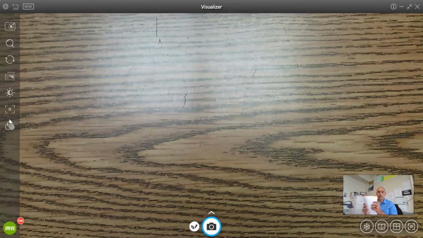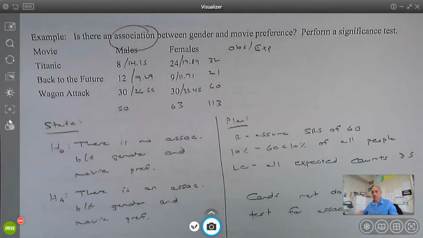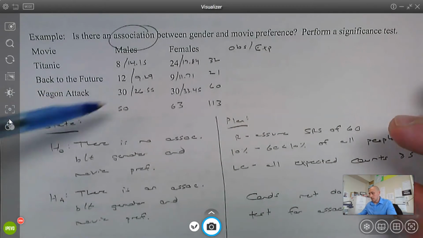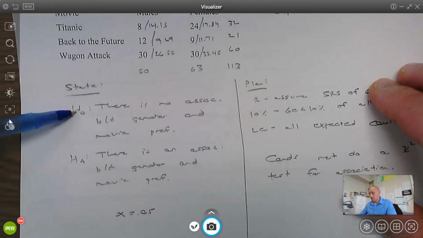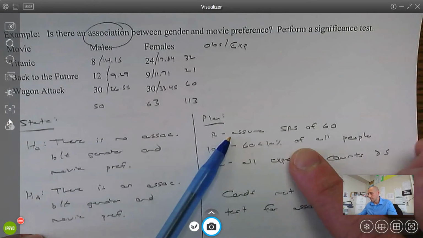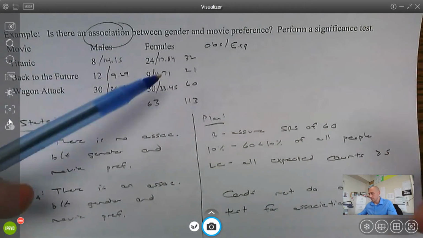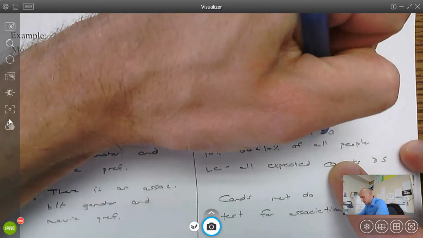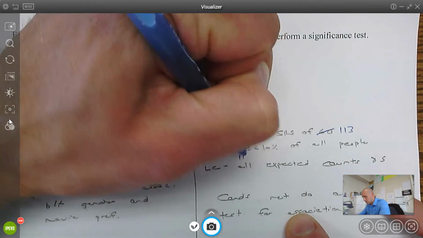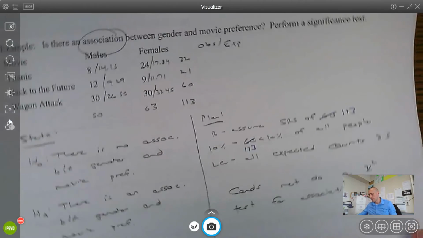Let's look at one of the other types of the chi-square test. Is there an association between gender and movie preference? Perform a significance test. So the null would be there is no association. The alternative, there is an association. Random sample of 113, and 113 is less than 10% of all people.